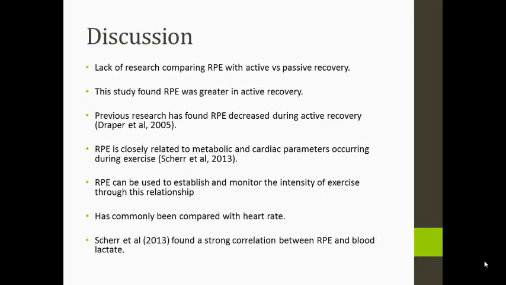There has been little previous research comparing the ratings of perceived exertion with active and passive recovery. The results of this study found RPE was greater in active recovery than in passive recovery. A previous study found that RPE decreased during active recovery. However, the time of recovery for this study was much greater. RPE has been closely linked to metabolism and can be used to establish and monitor exercise intensity. Although this is most common using heart rate, one study has found a correlation between RPE and blood lactate.